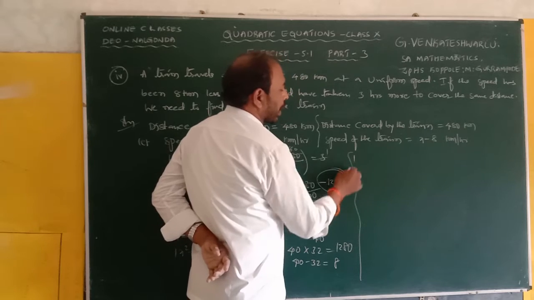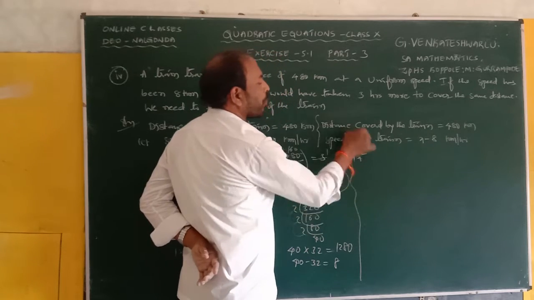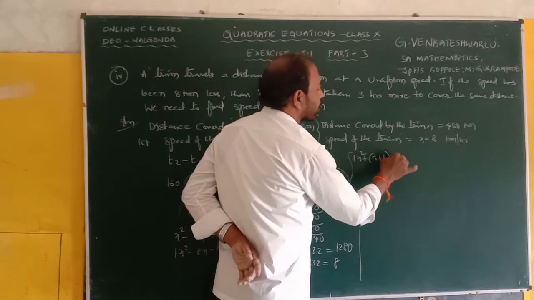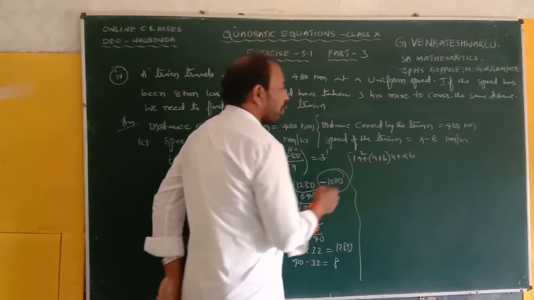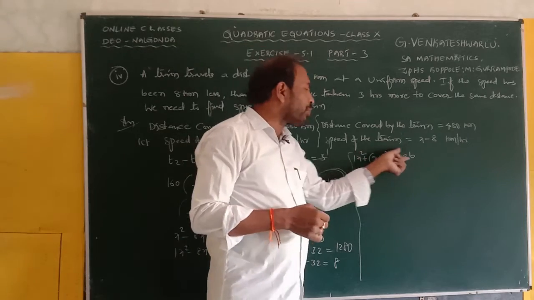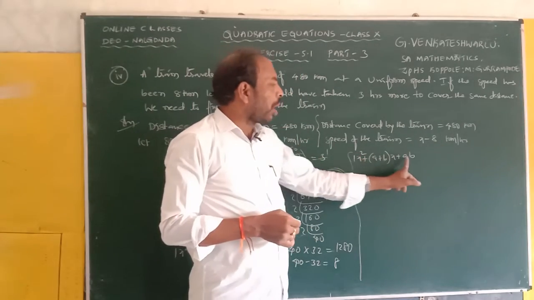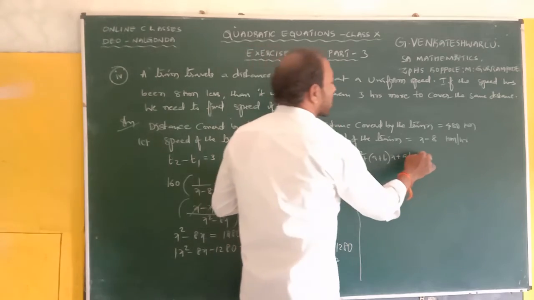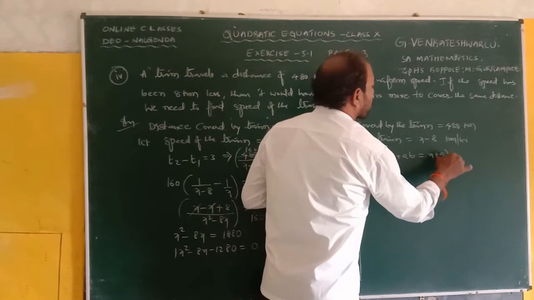Whenever the coefficient of x square is 1, x square plus (a plus b) into x plus ab. Whenever a quadratic equation is in this form, it can be written as a product of two linear factors, that is, (x plus a) into (x plus b).